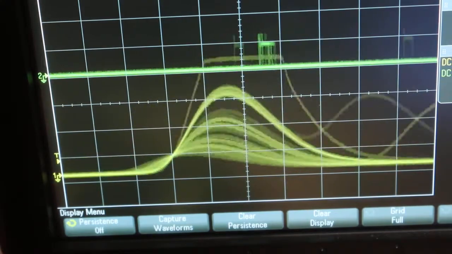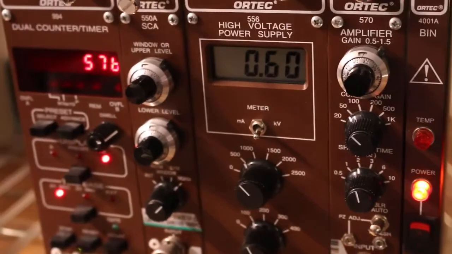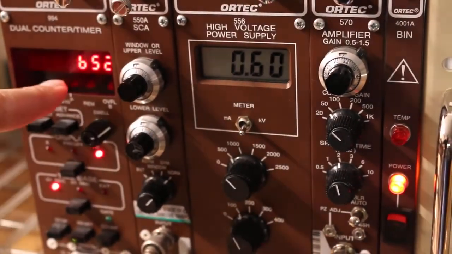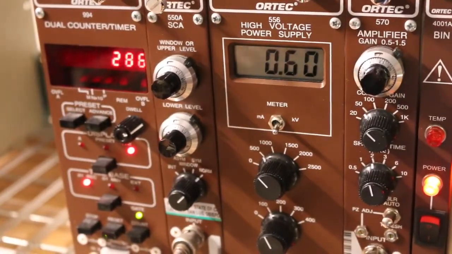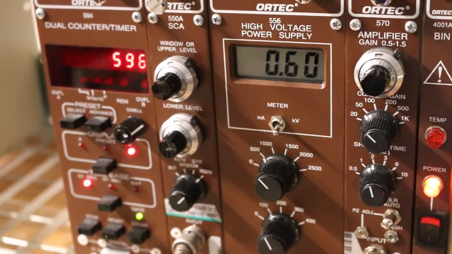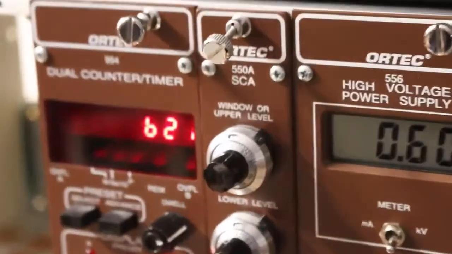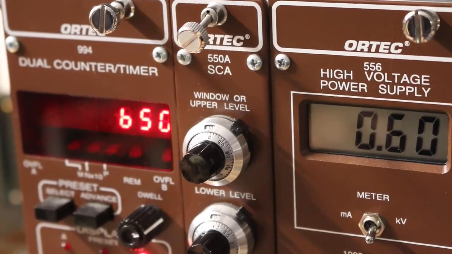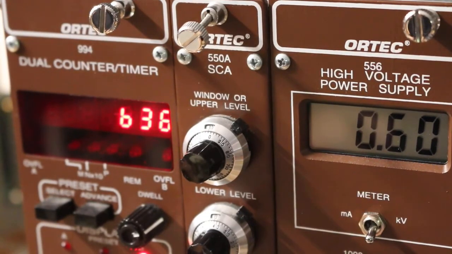You can zoom in a bit more and see the green pulse. We have the lower level discriminator on the SCA set for no particular reason here, set to give us about 652 counts per second of the gamma rays coming in. That's about the level that we used in the high and low count rate experiment that we did in the past. So suppose you have these counts coming in, 650 counts per second, 638, the number varies a bit.